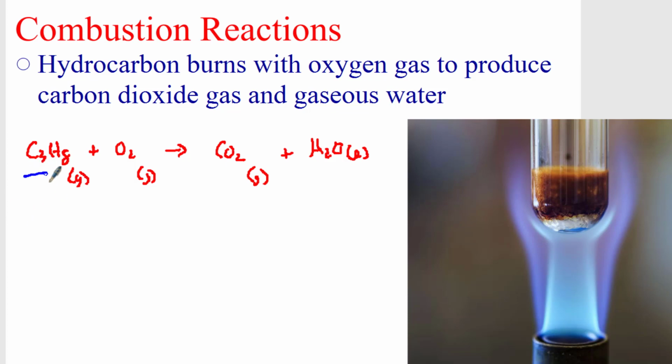Take a look. We have 3 carbons at the beginning, which means we need 3 carbon dioxides at the end. We have 8 hydrogens at the beginning, which means we need 4 times 2, which is 8 hydrogens at the end. Now let's count up the oxygens on my product side. I have 3 times 2 is 6 oxygens. 4 times 1 is 4. So 6 and 4 is 10. So what times 2 equals 10? 5. This is a 1 to 5 to 3 to 4 ratio for a combustion reaction.